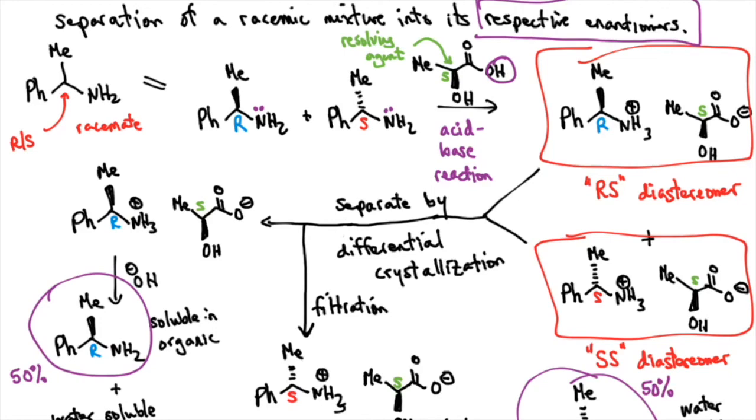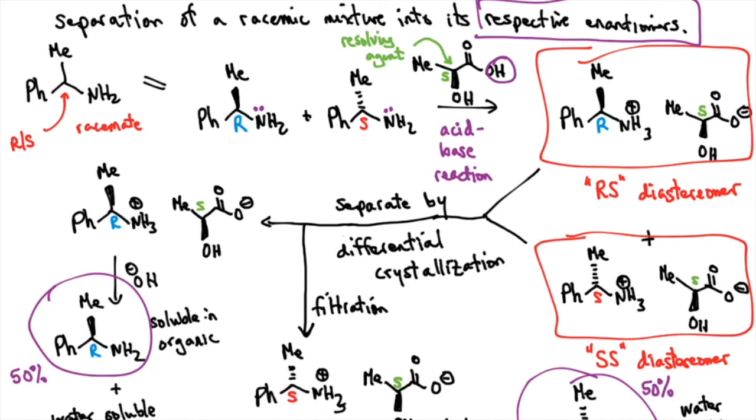Now let's say you just wanted the S enantiomer. This is an inherently wasteful procedure because then you wouldn't use 50% of your material. 50% of your material is the R enantiomer, and that would just be waste. And so this is a big problem in organic chemistry, trying to generate single enantiomers without having wasteful procedures in which you just throw away the other enantiomer.